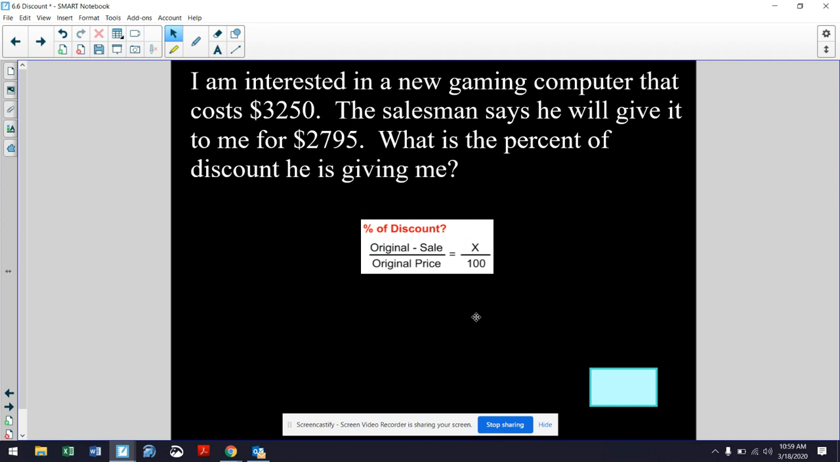So there's the formula that we're going to be using for this one. Plugging in what you know, you would have gotten a decimal in your calculator, 0.14 and so on. Make sure you are changing that to a percent. So we should have 14% discount.